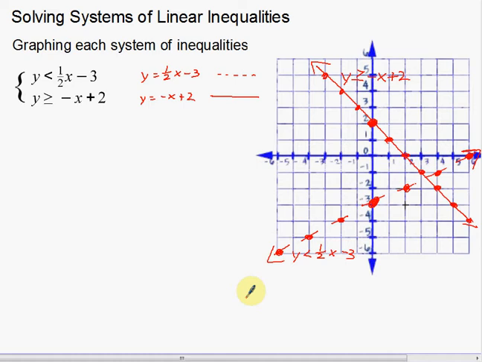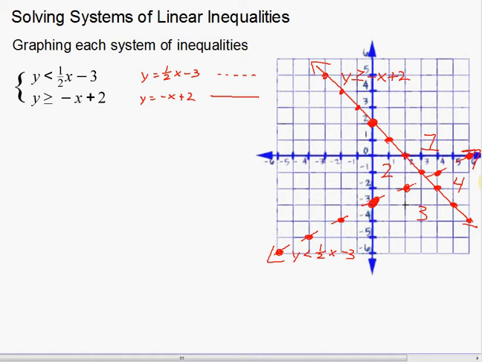Okay, anyway, moving on. Now, what we've created here is four different regions. I'm going to number these regions. This one right here is region 1. This one over here is region 2. This one down here is region 3. And this one over here is region 4. Now, one of those four regions is going to be the solution to this system of inequalities. So basically I'm going to shade in one of those four regions, and all of my points in that region are going to be solutions to this system of inequalities.